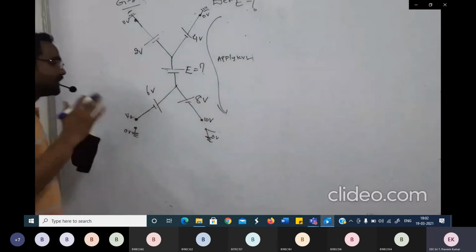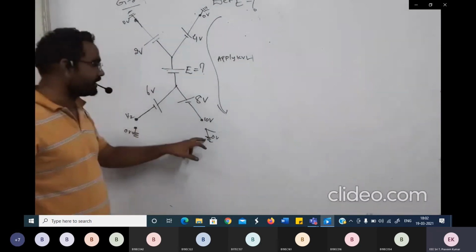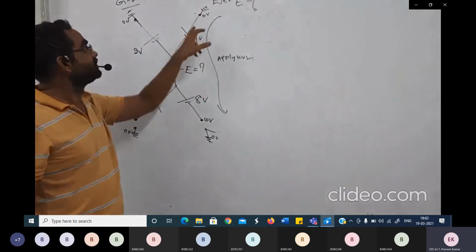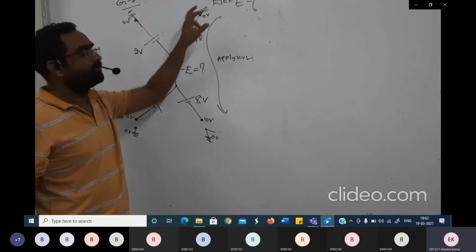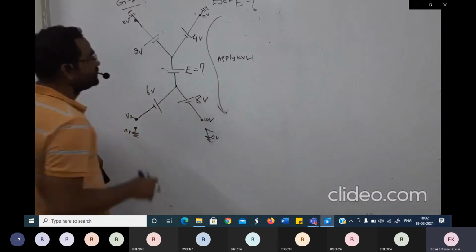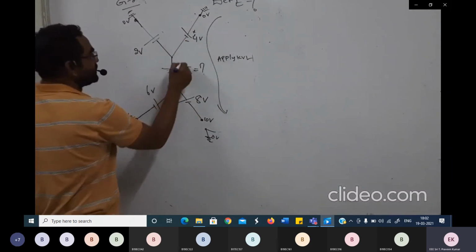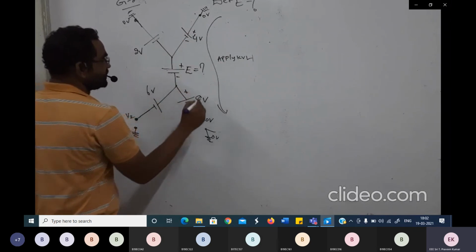So we need to understand where this 10 volts is connected. It is connected to reference. This 4 volts is connected to reference. Now if you can see this and write, you just apply your KVL. This is plus minus. This is plus minus. This is your plus minus.